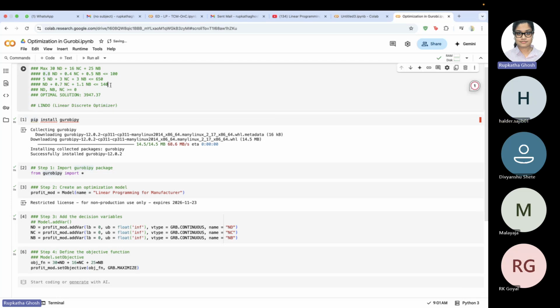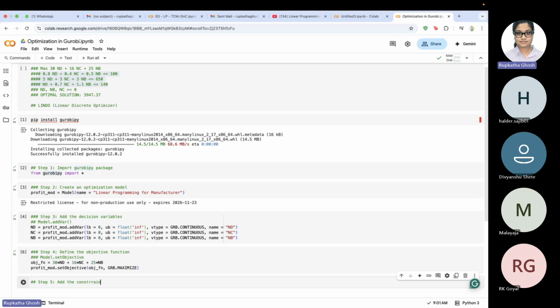Now it is time to add the constraints. So step 5. Malayaja, are you understanding? Yes, I'm understanding. Basically, we are just doing this Python implementation of yesterday's program because Divyanshu had said he wanted to know how it works out in Python. So now we would be adding the constraints.